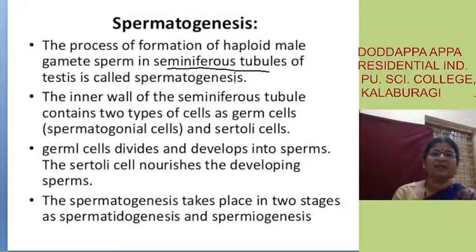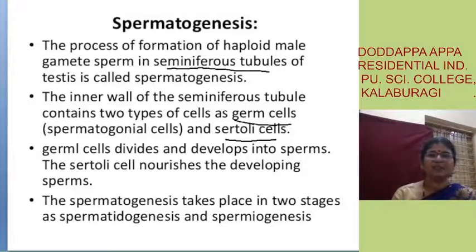Fine. And the inner wall of the seminiferous tubule mainly contains two types of cells, that is germ cells and the Sertoli cells. You know that germ cells are called spermatogonial cells, because they help in the formation of the sperm. And Sertoli cells provide support and nourishment to the growing sperms. So germinal cells divide through meiosis and form the sperms.